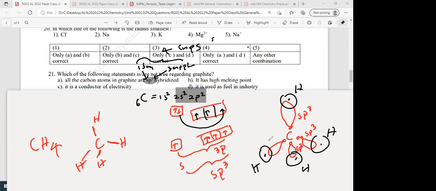sp3 hybridized orbital, sp3 means what? 4 orbitals, altogether 4 orbitals involved for making the fruit salad. If 4 orbitals are involved in the hybridization, you have to make 4 hybridized orbitals. So write, if you want, in your short notebook: the number of hybridized orbitals produced equals the total number of atomic orbitals involved in the hybridization. If 2 atomic orbitals are involved, you get 2 hybridized orbitals. If 3 atomic orbitals are involved, then you get 3 hybridized orbitals.